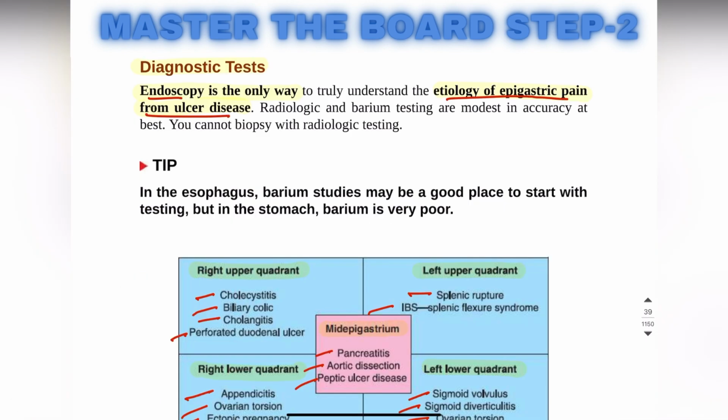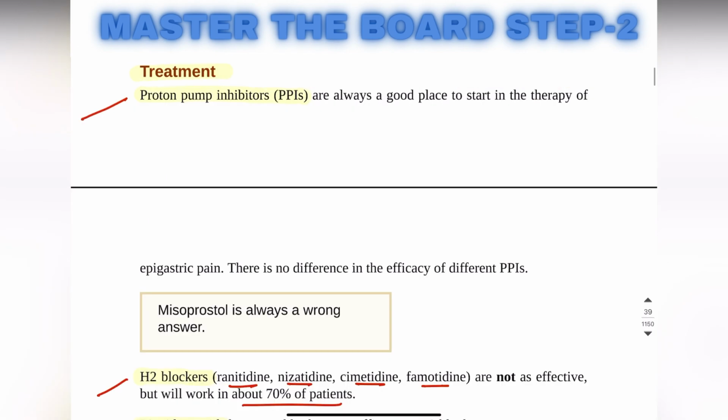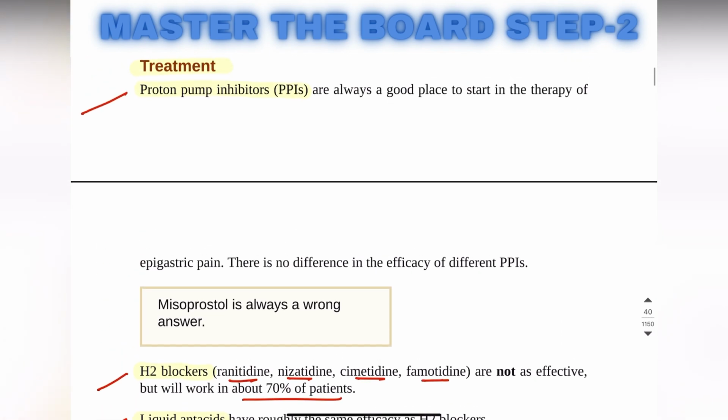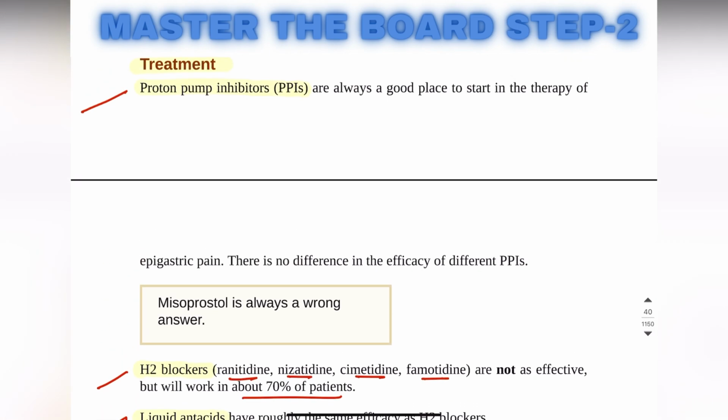Diagnostic tests. Endoscopy is the only way to know the etiology of epigastric pain because of ulcer disease, while radiologic and barium studies are not that accurate. The treatment plan includes proton pump inhibitors, H2 blockers, liquid antacids, and misoprostol. It's always a good start to give proton pump inhibitors in epigastric pain.